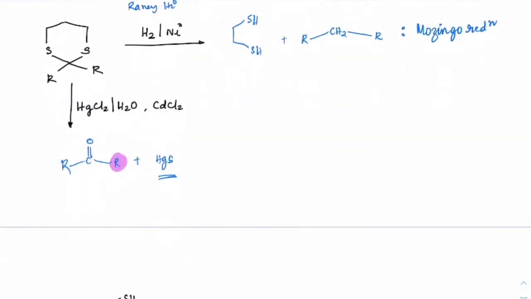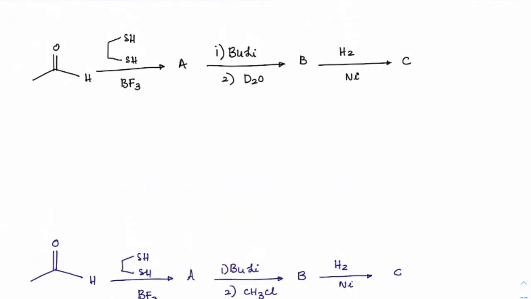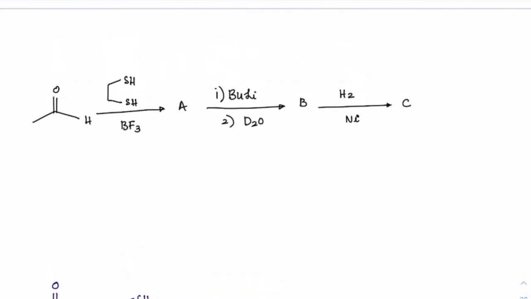There are a lot of questions in advance from thiols. These are two questions which I have seen recently. See, what are the questions that are being asked? Suppose there is an aldehyde given and you treat that with thiol in the presence of Lewis acid, you will get a product A. Then you react that with BuLi, RLi, you know what you will get, anion you will get. With D2O, you will get deuterium getting substituted there. And then after H2 and nickel, you will get alkane.